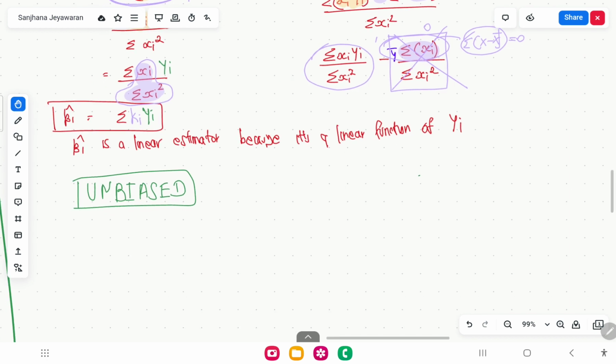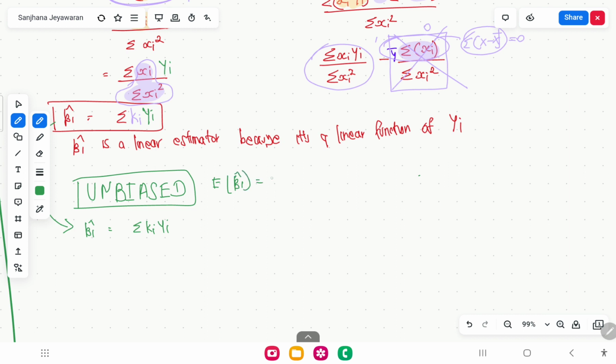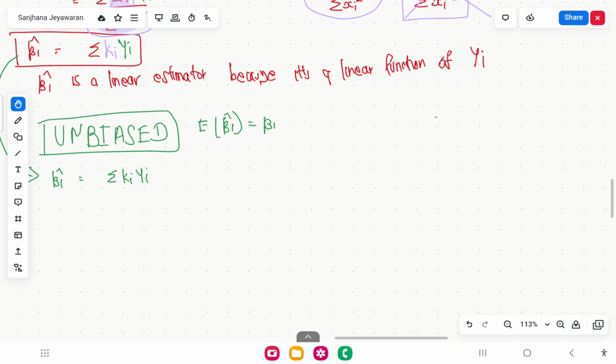To prove unbiasedness, we have to take the same thing which we proved under linearity. So we say beta 1 cap is equal to sigma ki yi. Alright, we start off with this. What is the end goal? We have to prove that the expectation of beta 1 cap is equal to the beta 1 population value. Okay. To achieve this ultimate goal, let's go through several steps.